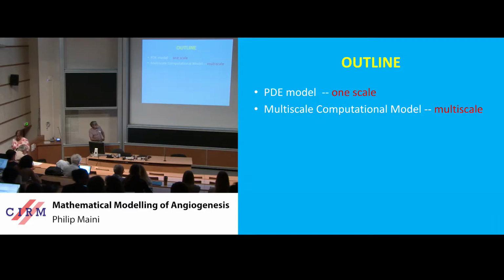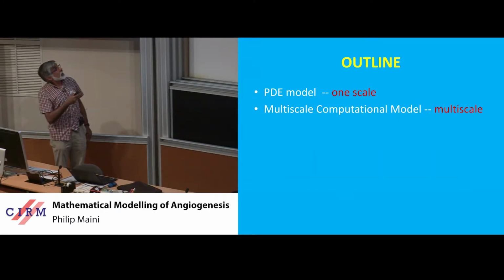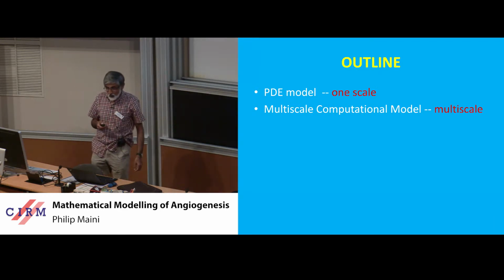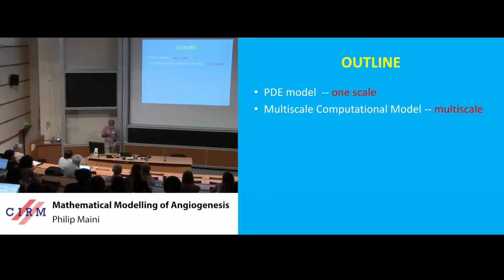I'd like to begin by thanking the organisers for inviting me here to give this talk. So I'm going to talk about mathematical modelling of angiogenesis, and I'm going to give two examples of the work that we've been doing. So one is on a PDE, a well-known PDE model, and that's going to be more theoretical work, which is on a phenomenon happening on one spatial scale.